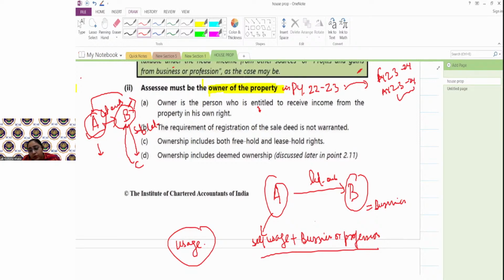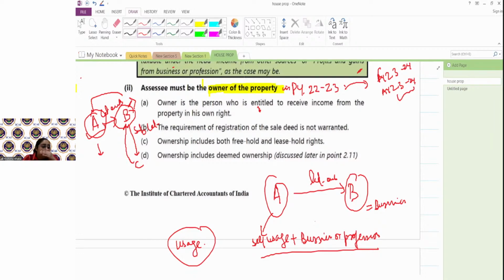You can be an owner based on freehold rights or leasehold rights, that does not matter. You have to be the owner in the previous year. Whether you are an owner in the assessment year or not, again, does not matter. Clear? Second thing is that if it is let out for business purpose, it would still be income from house property.